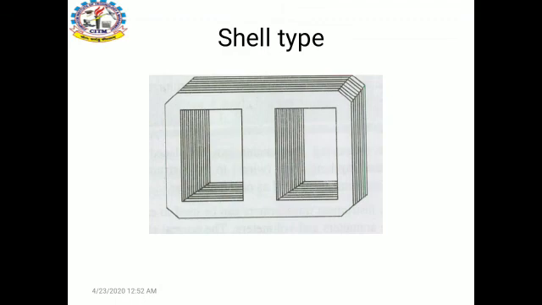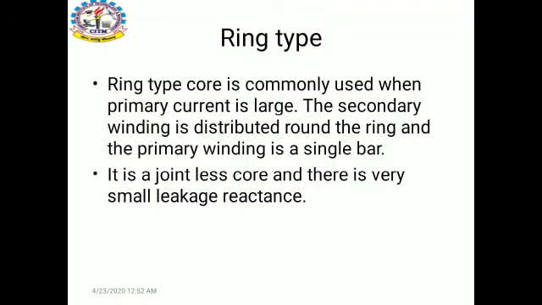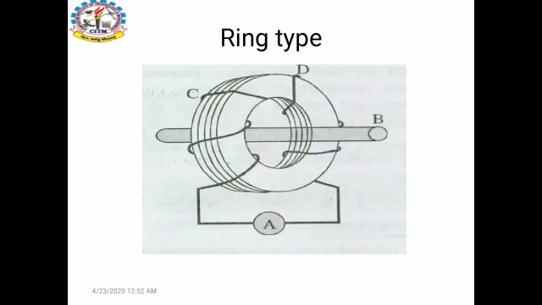Ring type transformer. The ring type core is commonly used when the primary current is large. The secondary winding is distributed around the ring and the primary winding is a single bar. It is a jointless core and there is very small leakage current in the ring transformer, and this type of ring type current transformer is used in various devices. We can say that in a mobile charger, at the start there is a ring type core structure for the current transformer.